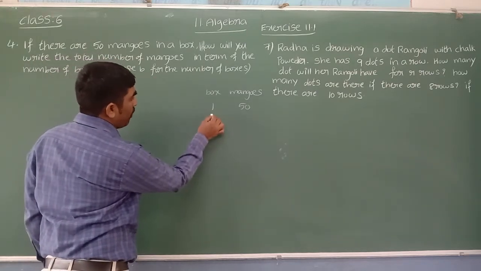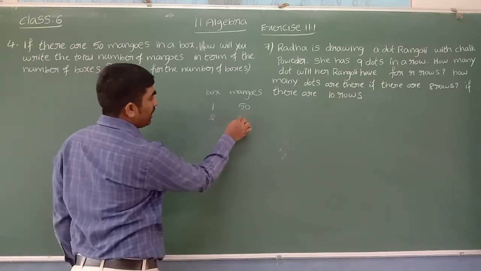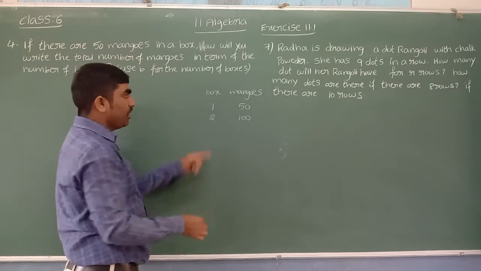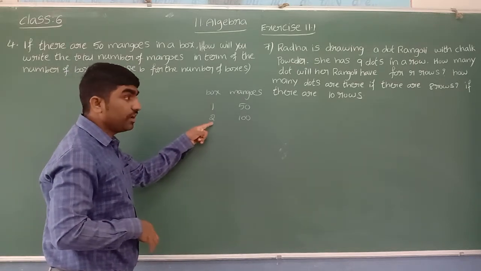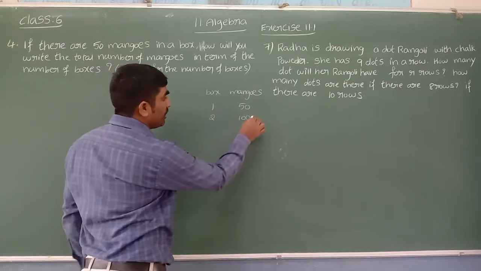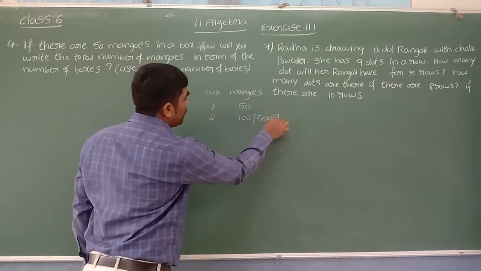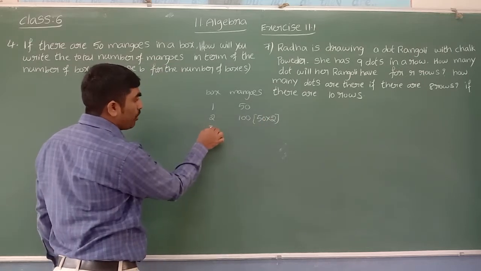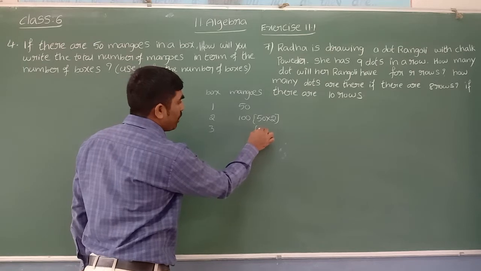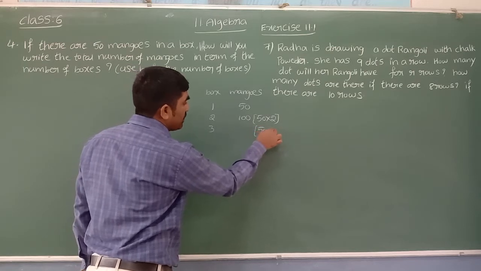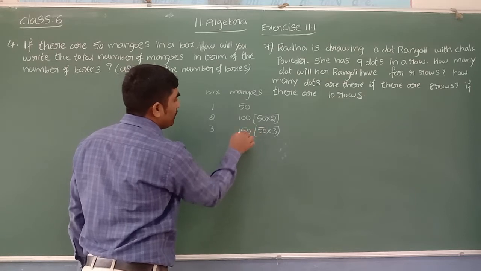Suppose if I have two boxes, how many mangoes can I fill? 100, double of 50. One box we can arrange 50 mangoes, two boxes we can arrange 100. How did you get this 100, beta? 50 into 2. Suppose if I have 3 boxes, how many mangoes can we arrange? Sir, one box has 50 mangoes, so 3 boxes means 50 into 3, which is 150.